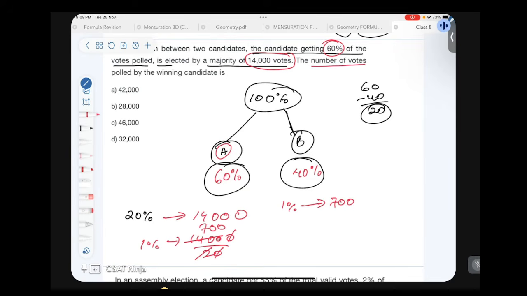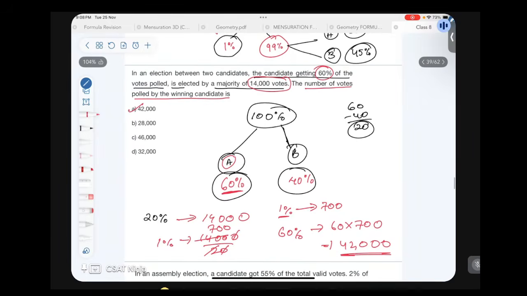What is asked? The number of votes polled by the winning candidate. That means how many votes did the winning candidate receive? 60%. You just need to find 60% of this. 1% is this one, so 60% will be this multiplied by 60. 6 sevens are 42, so we get 42,000, which is option A.